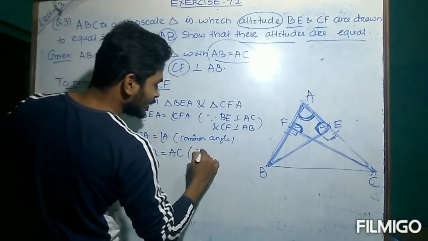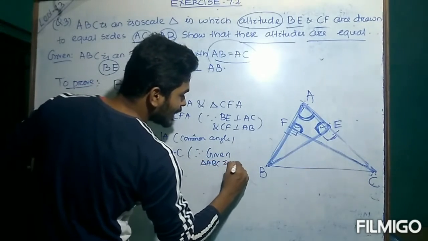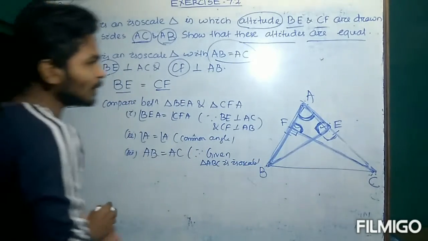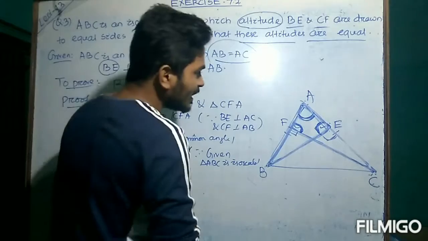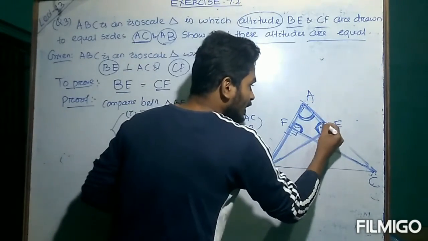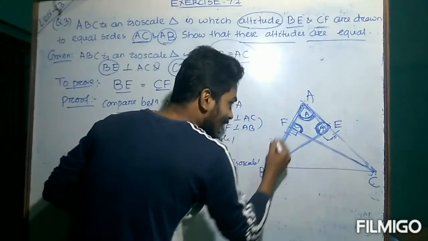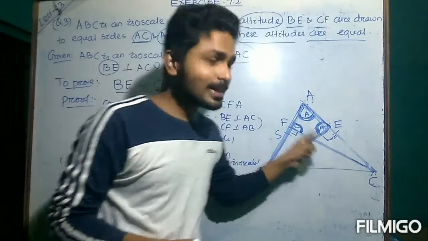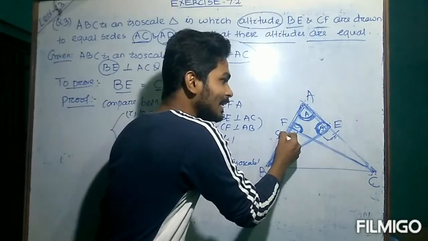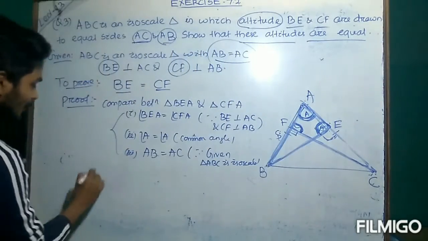The reason is that it is given, or triangle ABC is isosceles. You have to write the reason. Now, what do we get here? What are the three conditions here? For this triangle BEA, we have found this angle, angle, and this side. Tell me, which congruence does it satisfy? Angle, side. This is not the included side. This is the non-included side. So it satisfies angle, side congruency.